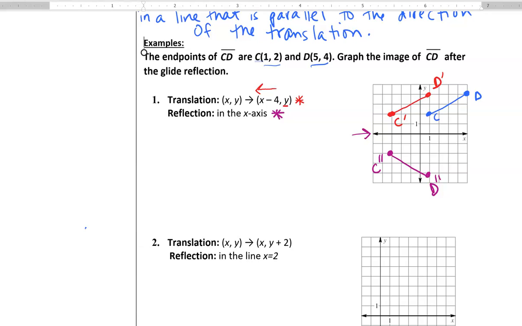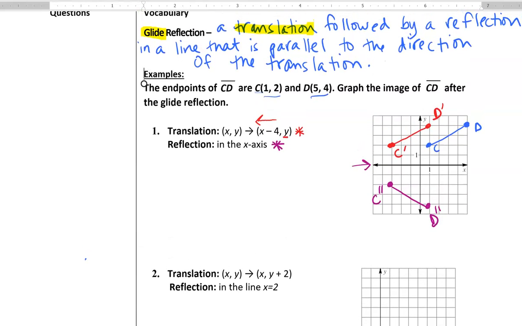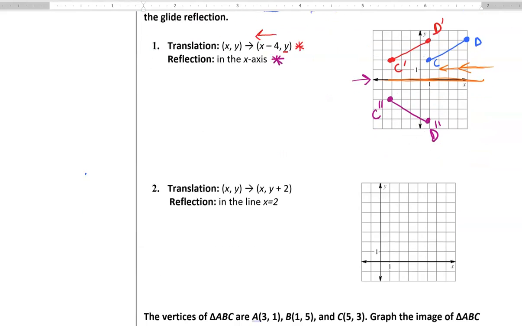So it's called a glide reflection because it translates and then reflects. And the directions at the top say it's followed by a reflection in a line that is parallel to the direction of the translation. So what that means is the direction of the translation was this way, and then that is parallel to the line we reflected over. So that's in essence what a glide reflection is. I will just give you the 2 items you need to do, but I just want you to be aware of what a glide reflection is. Okay, let's move on. Number 2.